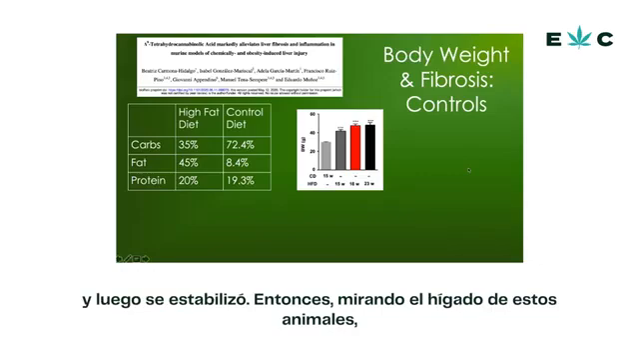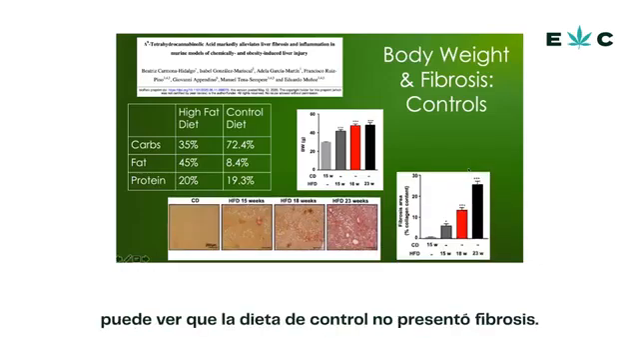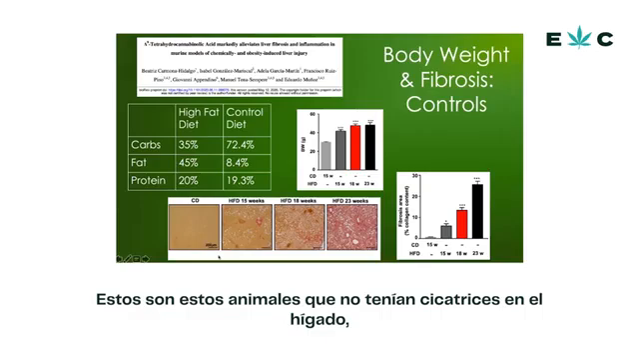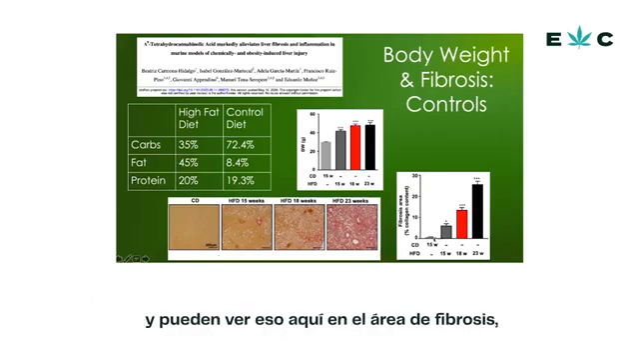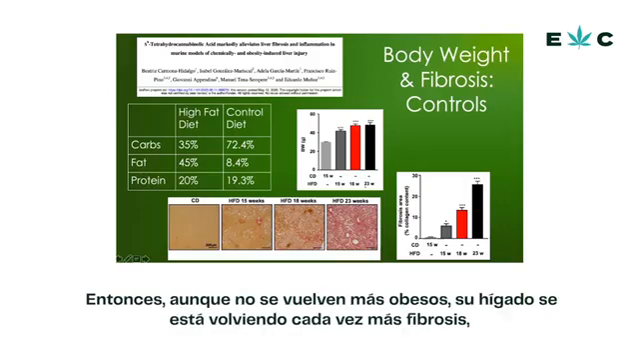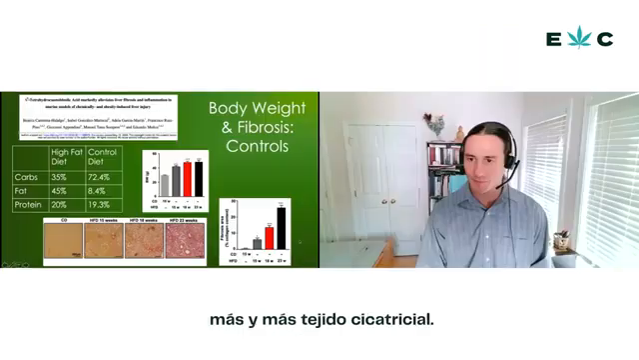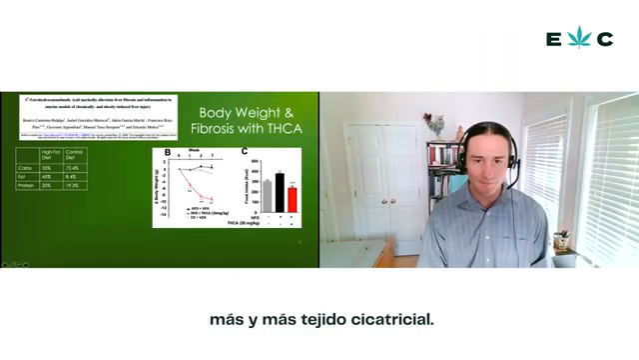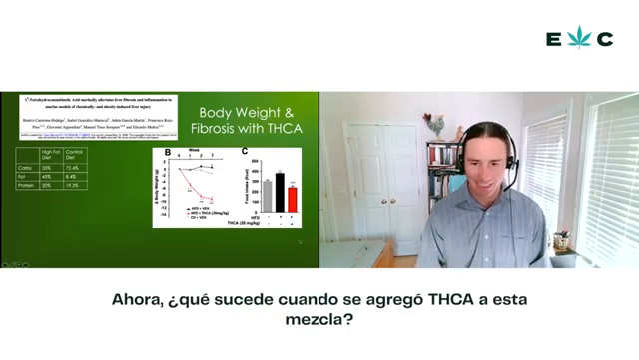So looking at the liver of these animals, you can see the control diet did not have any fibrosis. These animals did not have liver scarring. And you can see that here in the fibrosis area. Compared to the high-fat diet at 15 weeks, you can start to see the scarring in the liver. It looks quite different. And then that gets worse and worse over time at 18 weeks and at 23 weeks. So even though they're not becoming more obese, their liver is becoming more and more fibrosed, more and more scar tissue there. Now, what happens when THCA was added to this mix?